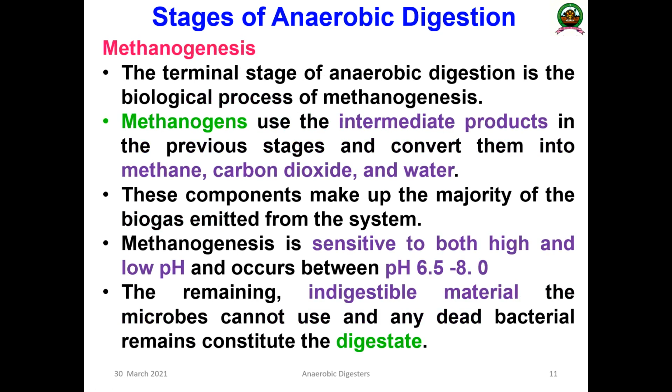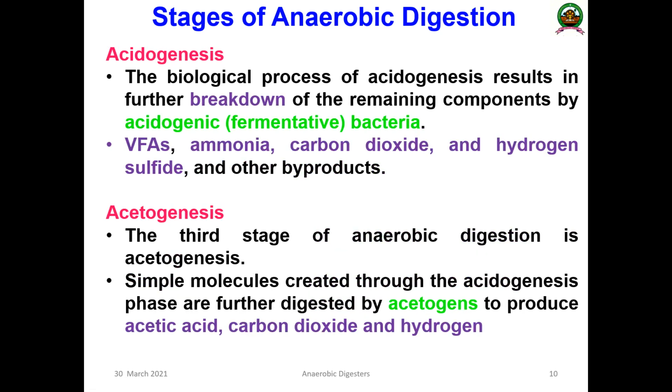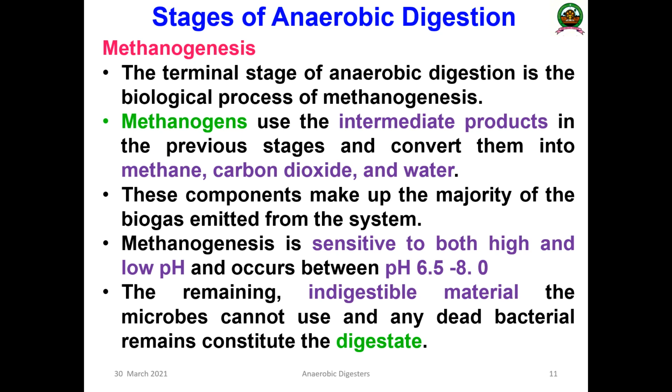And then the last step is methanogenesis. This is the final stage, or terminal stage, of anaerobic digestion. The methanogens are the bacteria which utilize the intermediate products of the previous stages, such as acidogenesis and acetogenesis, into a useful form and convert them into methane, carbon dioxide and water. So these components produce the majority of the biogas emitted from the system.